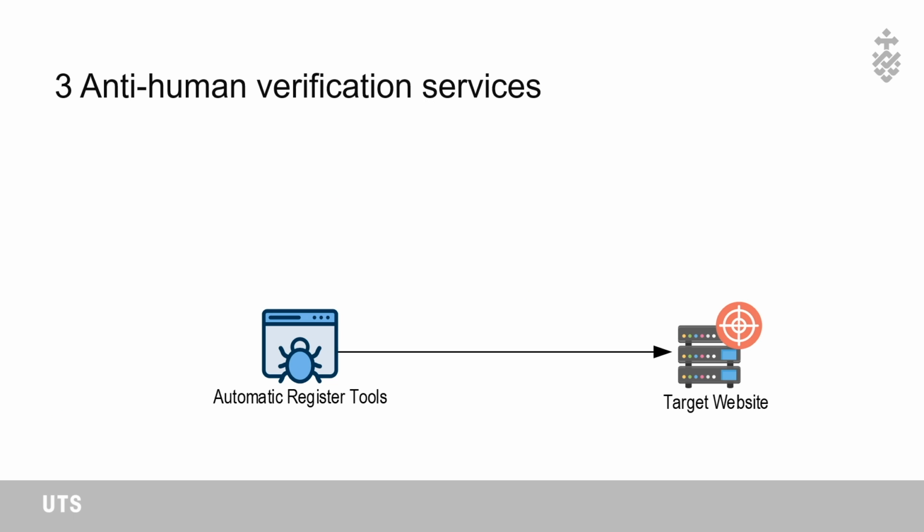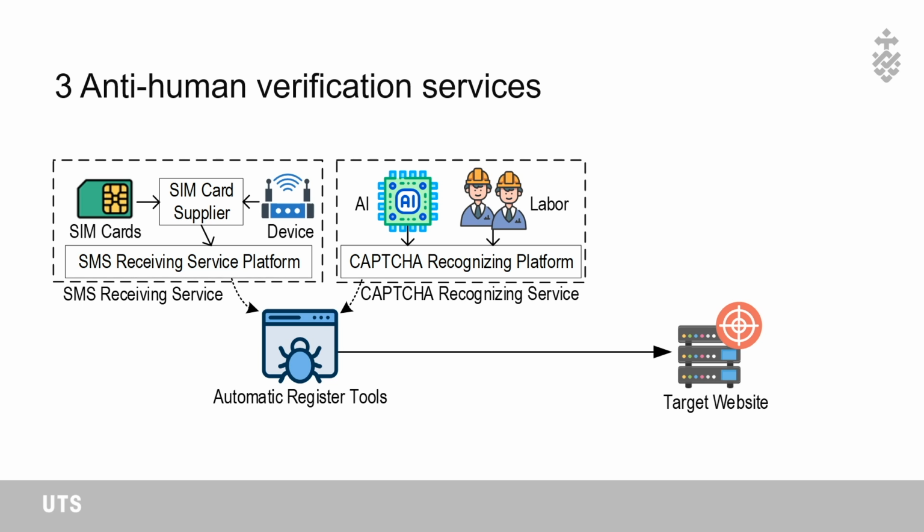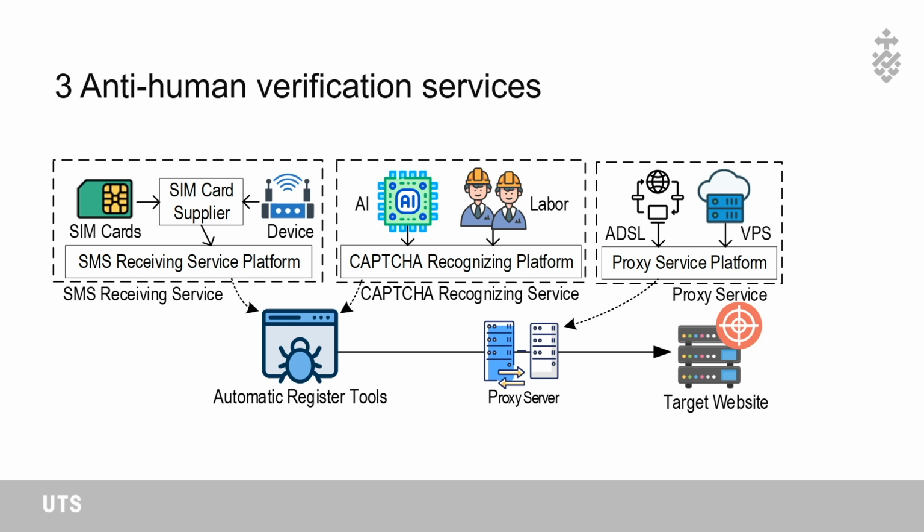Based on our research of registration tools, we found the three most critical anti-human verification services. The first one is the SMS receiving services, which can bypass SMS verification. The second one is the CAPTCHA recognition services, which can bypass the various CAPTCHAs. And the third one is proxy services, which can bypass IP restrictions on registrations. Now let's dive into these three services and learn more about them.